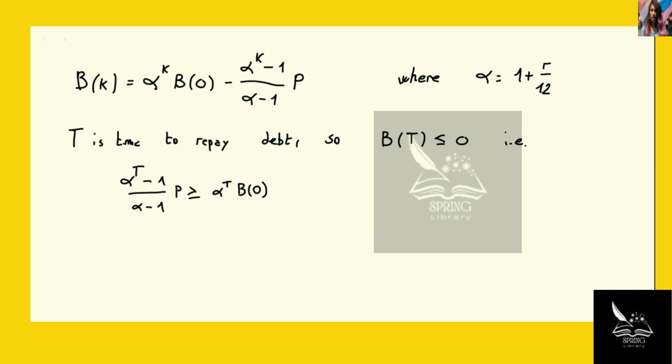Now we want to know how big the payment P must be to repay our debt in time t. Therefore, P must be greater or equal than (alpha minus 1) over (alpha^t minus 1) that multiplies alpha^t B0.